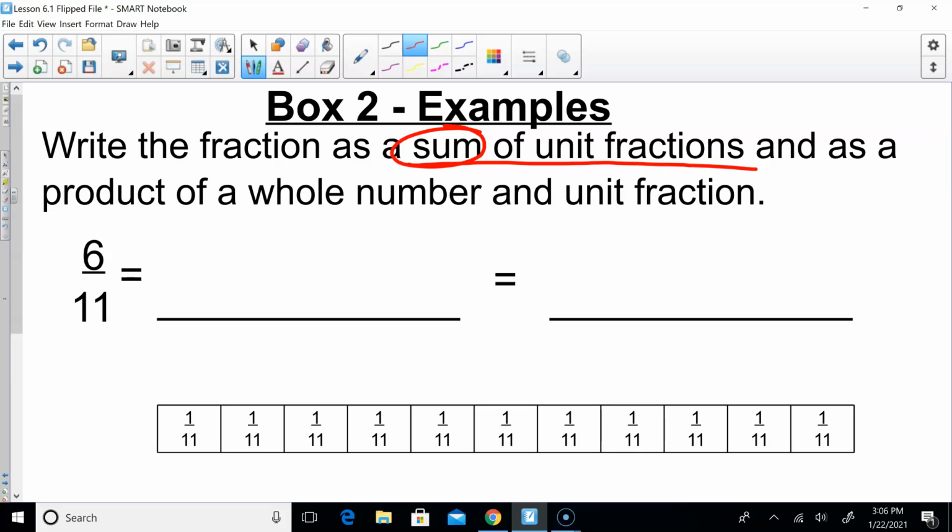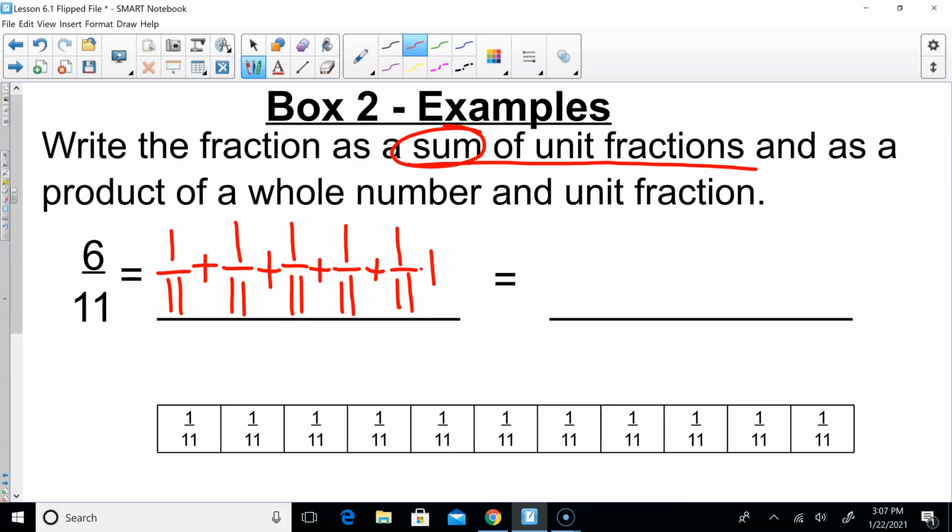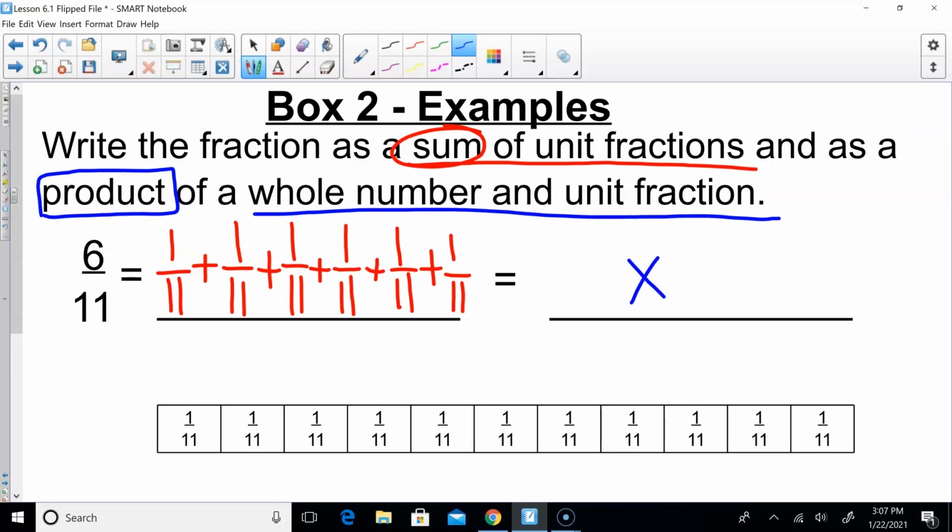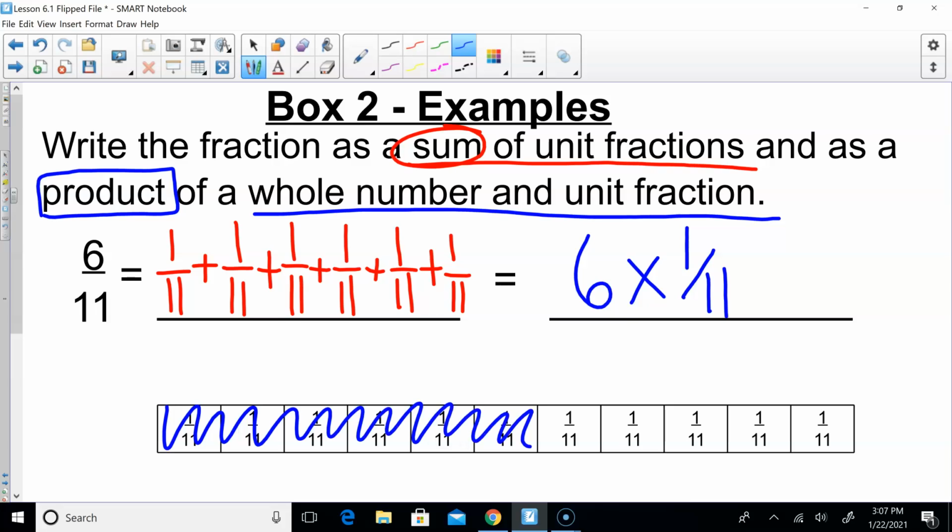And here we go. So sum, I have the plus sign, so I have 1/11, that makes 1. Another 11th makes 2/11, another 11th makes 3/11, another 11th makes 4/11, another 11th makes 5/11, and another 11th makes 6/11. That's why we like to use the product of a whole number, because it kind of speeds it up, because repeated addition can be solved with multiplication. So there's my product symbol. I have 6 copies of the 1/11th fraction. So if I shade these in, 1, 2, 3, 4, 5, and 6.